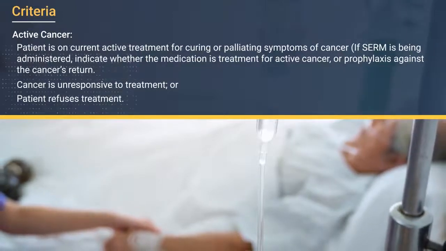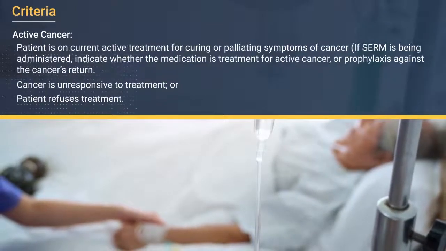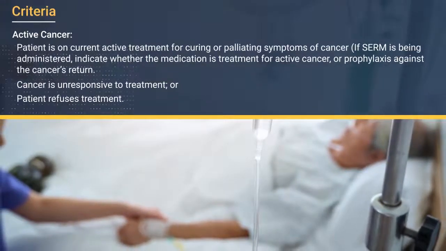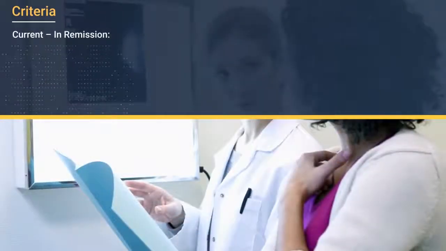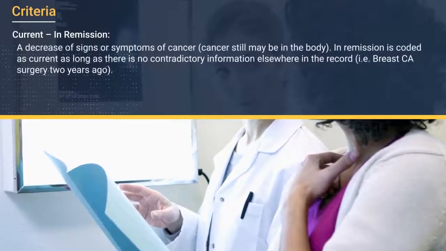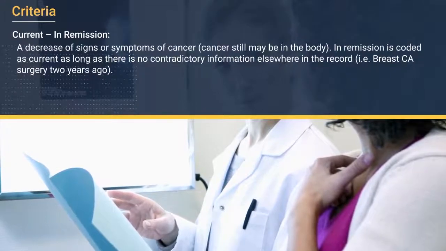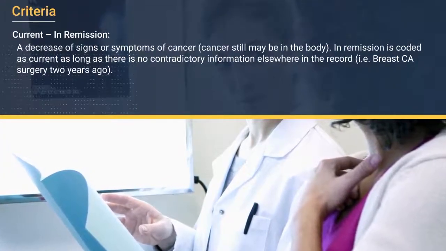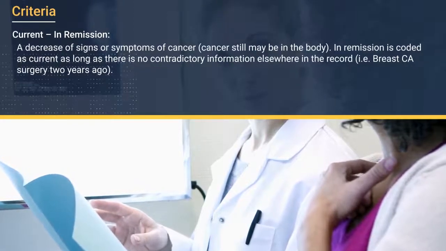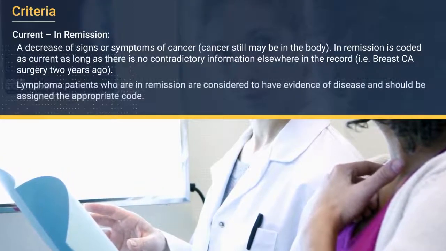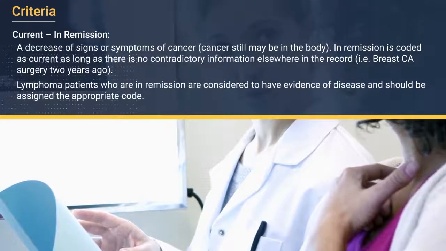When the patient is on current active treatment for cancer, and if SERM is being administered, indicate whether the medication is treatment for active cancer, or prophylaxis against the cancer's return. When the condition is current, in remission, there is a decrease of signs and symptoms of cancer. Note that the cancer may still be present in the body. In remission is coded as current as long as there is no contradictory information elsewhere in the record, i.e. breast CA surgery 2 years ago. Lymphoma patients who are in remission are considered to have evidence of disease and should be assigned the appropriate code.